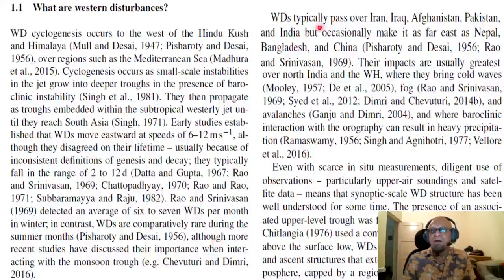Okay. WDs typically pass over Iran, Iraq, Afghanistan, Pakistan, and India, but occasionally make it as far east as Nepal, Bangladesh, and China. Their impacts are usually greatest over North India and the Western Himalaya, where they bring cold waves, fog, and avalanches, and where baroclinic interactions with the orography can result in heavy precipitation.